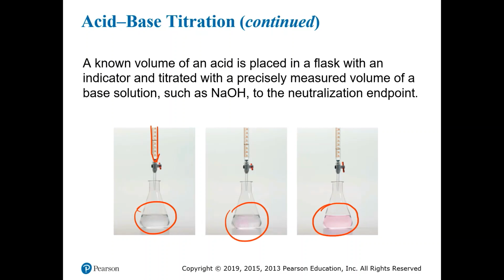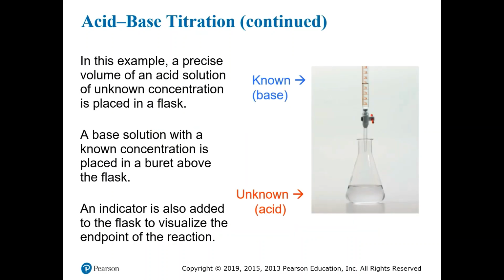So let's take a look at each of these steps in more detail. We begin the titration with our unknown solution in the flask and the known solution in the burette above it. In this example, the acid is our unknown solution, meaning we know the acid, but we don't know the concentration of it. Even though we don't know the concentration, we do need to precisely measure the volume of acid in the flask, because we're going to need that for later calculations. For the base, we do know the concentration. This is considered our known solution in the burette. And the burette allows us to dispense a very precisely controlled volume of the base into the flask. We also need an indicator in the flask, which is going to allow us to visualize the endpoint of the reaction.